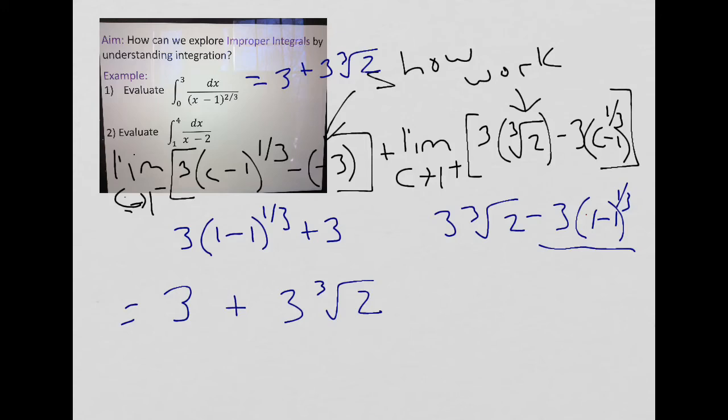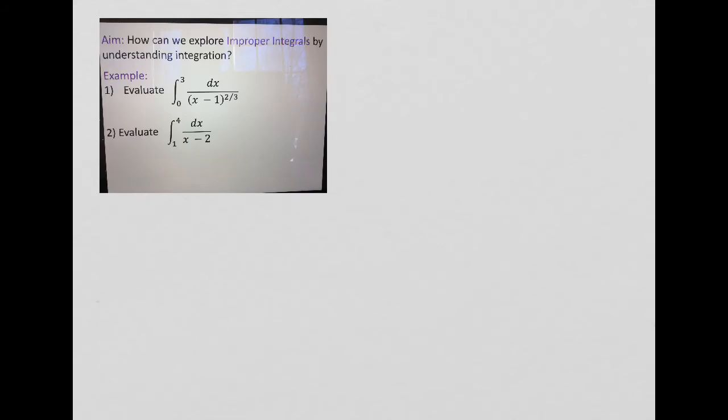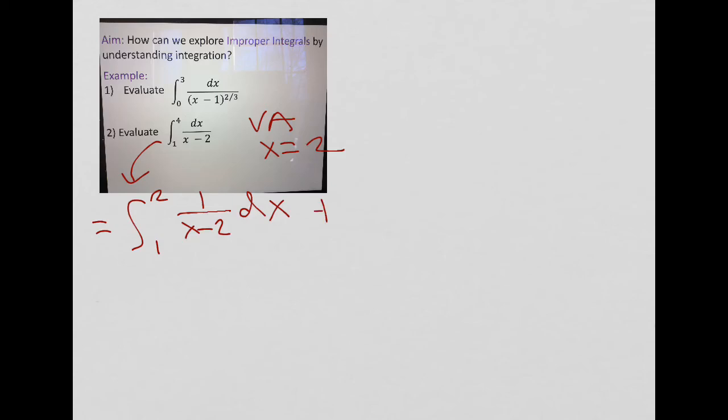So now we're going to take a look at another problem. If we take a look at number 2, we can tell that there would be a vertical asymptote when x is equal to 2. So how I would rewrite this would be equal to the integral from 1 to 2. You could write it like this, or you could just keep it as dx over x minus 2. But my lower limit here is 2, my upper limit here is 4.